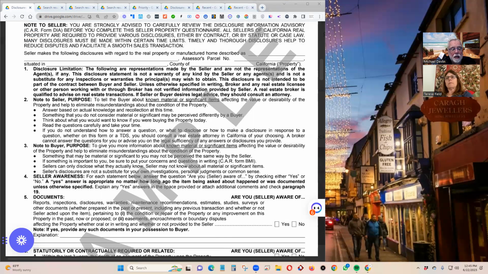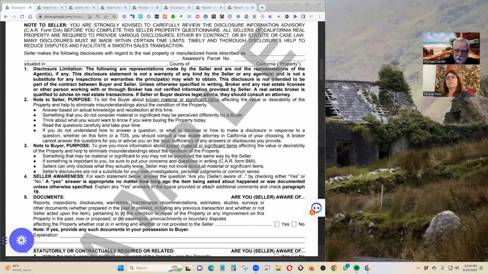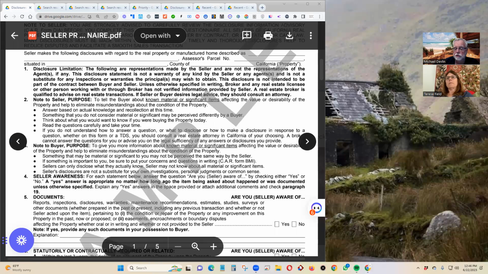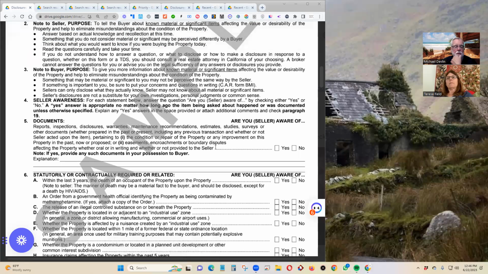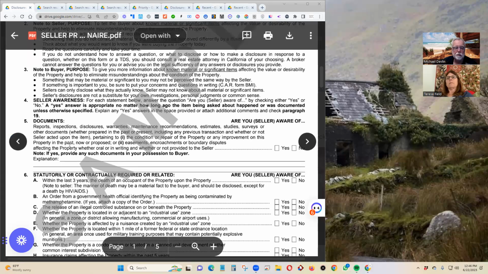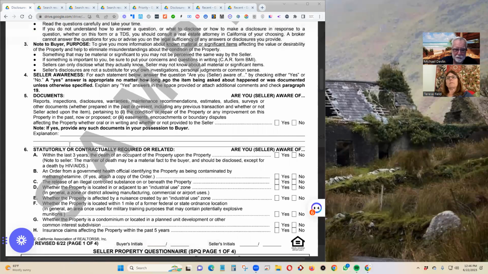So the buyer, it says that this is just known material facts. The sellers are not a substitute for your own investigation, personal judgments, or common sense. We'll talk about specifics a little bit. Seller, this is basically explaining how to fill out the form. Now notice number 5 in documents. Reports, inspections, disclosures, warranties, maintenance recommendations, estimate studies, surveys, or other documents, whether prepared in the past or present, including any previous transaction, and whether or not the seller acted upon the item pertaining to, goes on and on and on. Do you have any of these?